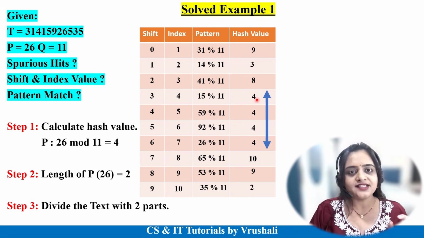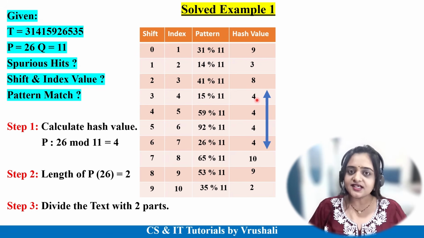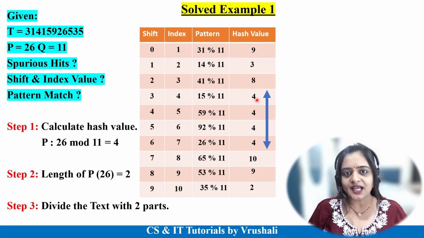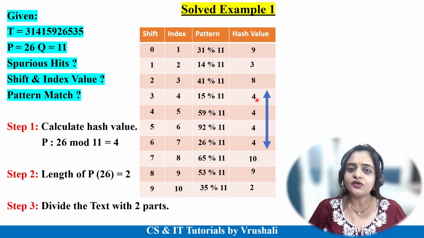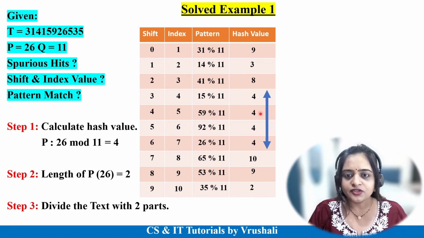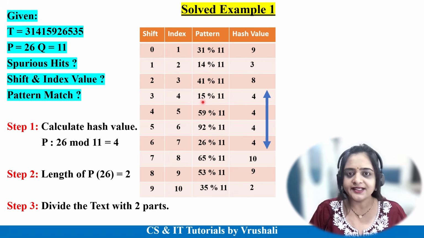So this is called the Rabin Karp algorithm. It searches for a particular string in a particular interval. That's why it gets the minimum time complexity as compared to the naive string matching algorithm. Now see, these 4 patterns have the hash value 4. Now compare 26 with the first value, that is 15. So it does not match.